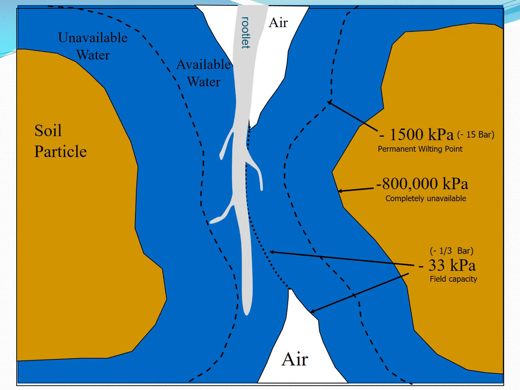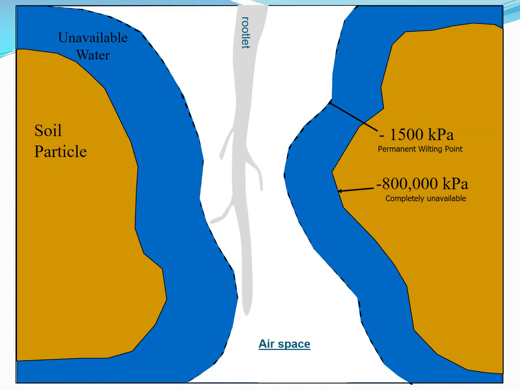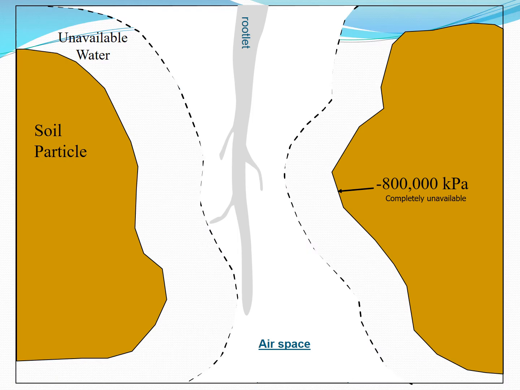Then we go a little while without rain, and now we're at negative 1500 kilopascals. The plant's starting to get to its permanent wilting point. It's looking very sad. Things aren't going well. We're really hoping that there's rain, but then there isn't rain for a very, very long time, and there's zero water available. The plant has died, and we're at negative 800,000 kilopascals, and the whole story is just sad.